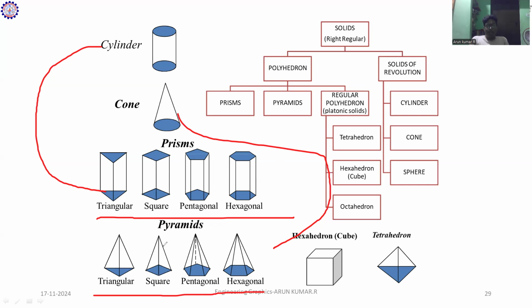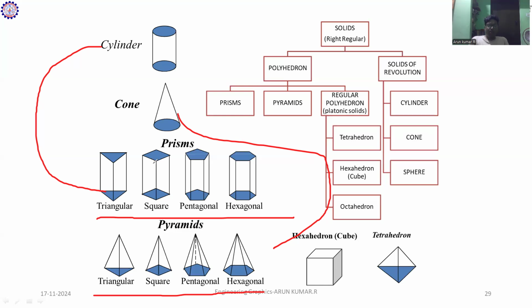The similar kind comes for the pyramid. A triangle plus pyramid is a triangular pyramid, a square plus pyramid is called a square pyramid, and a pentagonal plus pyramid is called a pentagonal pyramid. Hexagon plus pyramid is called a hexagonal pyramid. Similarly, the cone comes under the pyramid category, and the cylinder comes under the prism category. Okay, so these are things you all know.